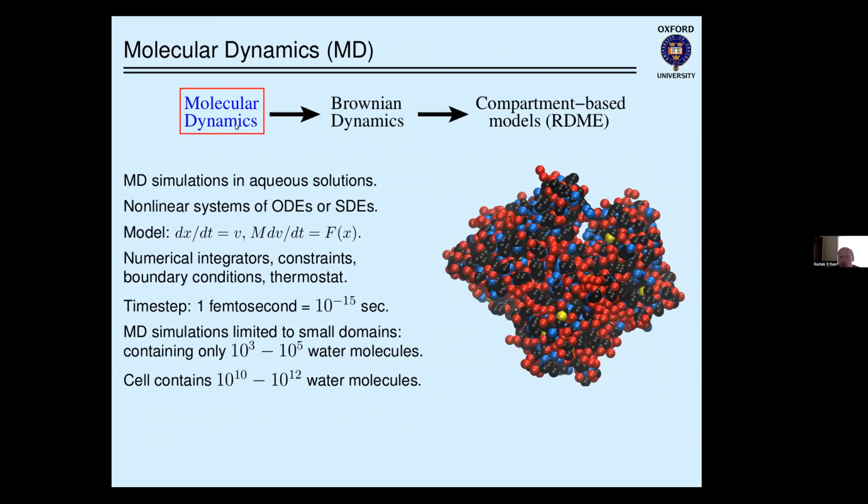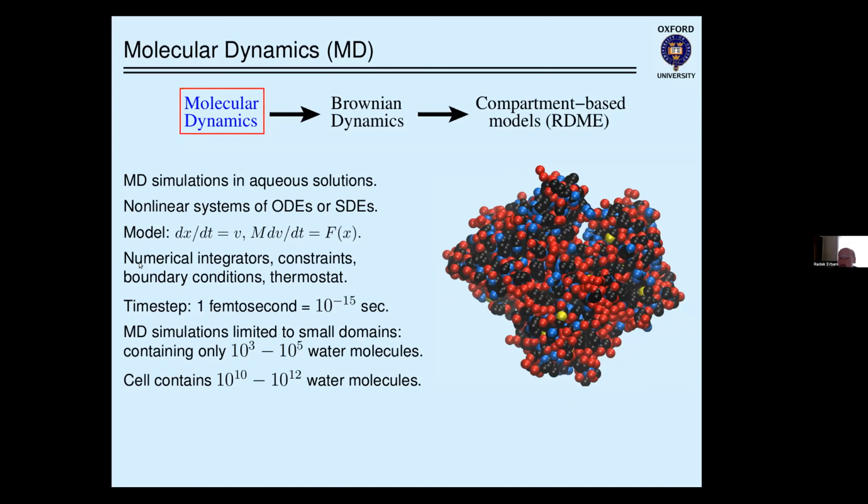Now, just to introduce what I mean by molecular dynamics. The most detailed models which we currently work with are all-atom molecular dynamics, and these are always molecular dynamics simulations in water. This is a large system of ordinary differential equations or stochastic differential equations, where we simulate positions and velocities of all atoms in the system. The derivative of position is velocity, and the derivative of velocity is the underlying force. This is just an actin molecule. Black is carbon, red is oxygen, blue is nitrogen, yellow is sulfur. But if I want to simulate that, I have to embed it in water molecules, so there are a lot of water molecules as well.